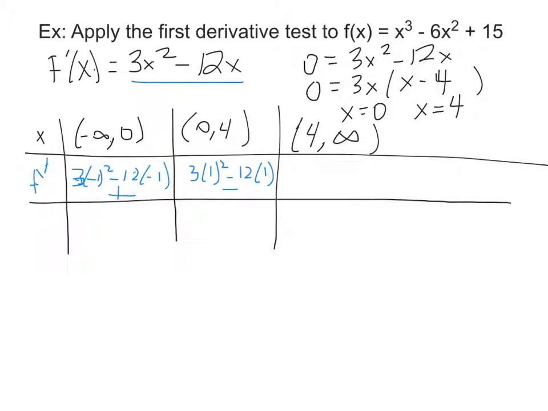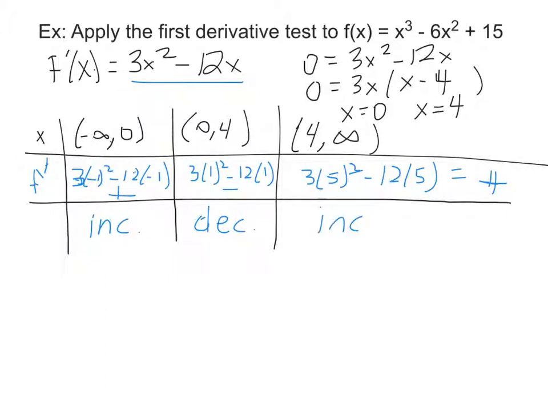And from 4 to infinity, let's do, how about 5? 3 times 5 squared minus 12 times 5. Well, 5 squared is 25, 75 minus 60, that's going to be positive. So in this first interval, since the first derivative is positive, the function is increasing here. Then it goes to decreasing. And then it goes back to increasing.